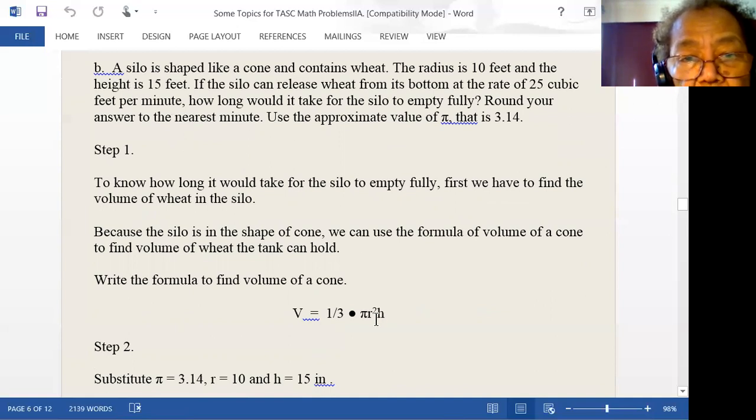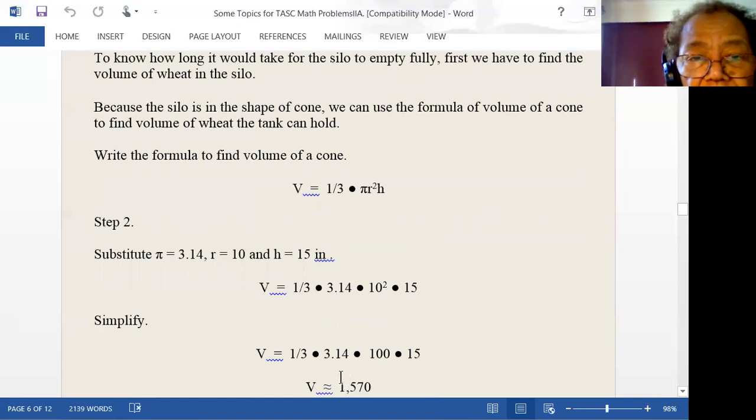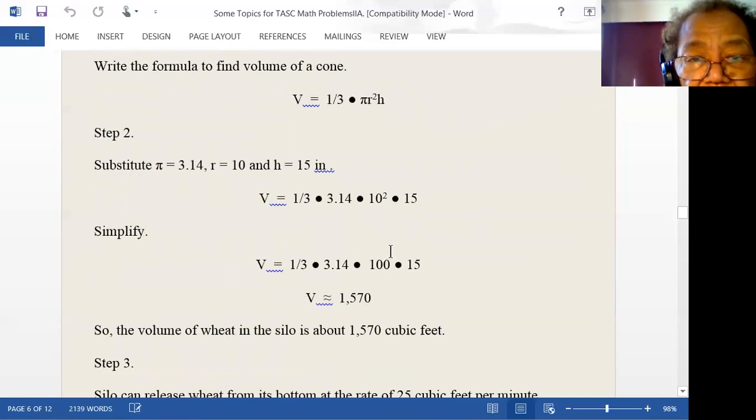Here is the formula: 1/3 times pi r squared h. So pi is 3.14, the radius is 10, and the height is 15. Substituting those in the formula, we have 1/3 times 3.14 times the radius 10 squared times the height 15. Okay, 10 squared is 100. So we have 3.14 times 100 times 15.